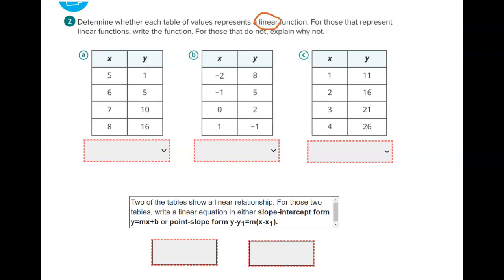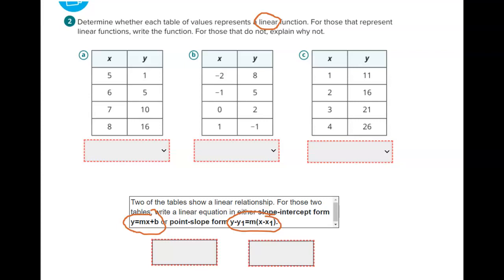Now, I'm not asking for the explanation on this page, but in your own mind, be able to explain to yourself or to someone else why you know that if it's not a function, why not? All right? So I'm just going to do two. I'm not going to do them all. You're going to decide for yourself which are linear and which aren't. And then for the linear ones, we're going to write the equation, either in slope-intercept form or in point-slope form, depending on which seems like the better choice for what we're given.